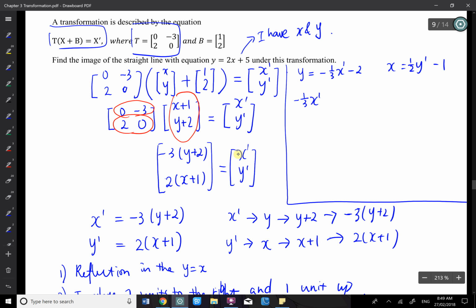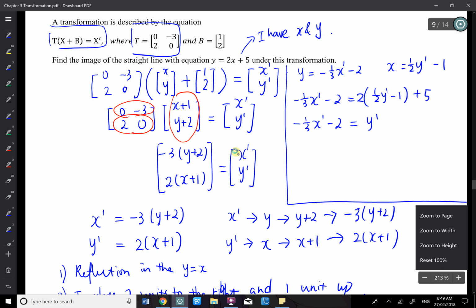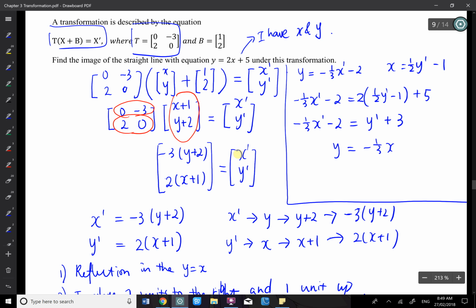x dash minus 2 equals 2 bracket a half y dash minus 1, that's the x, and then plus 5. -1/3 x dash minus 2 equals y dash, well, minus 2 plus 5 is plus 3. So I can get rid of the dash: y equals -1/3 x minus 5. Just rearrange that.